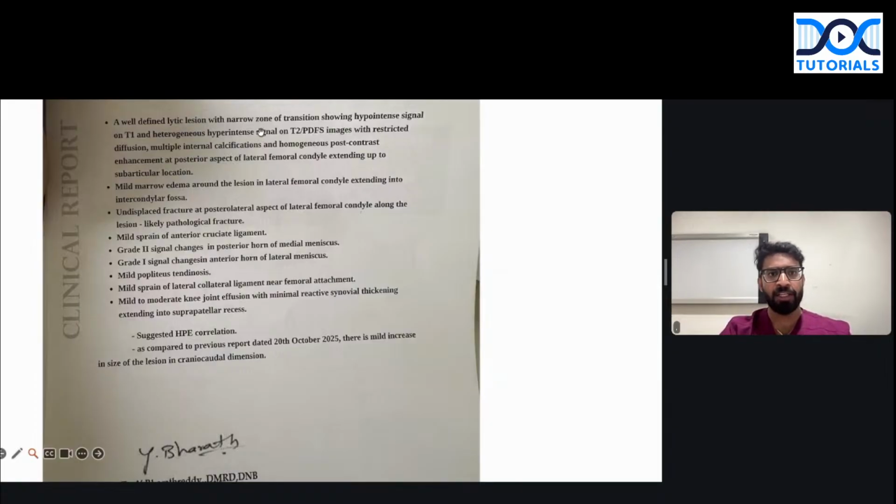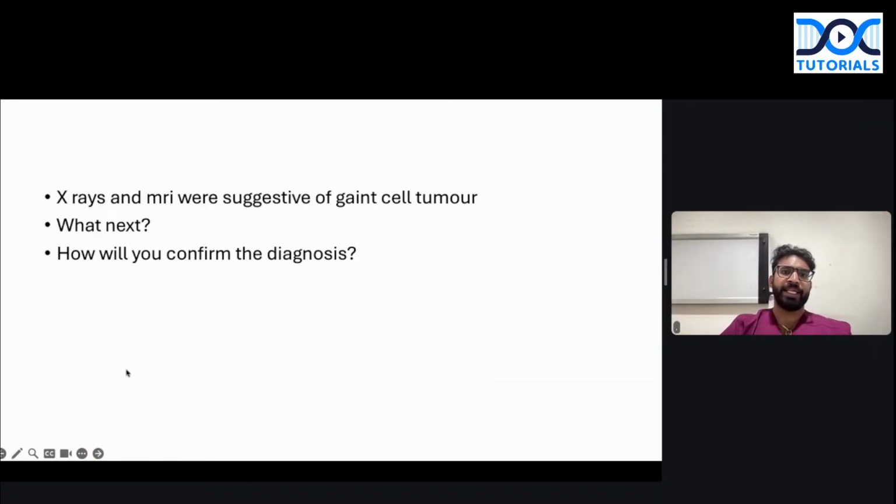So that is what they have said. It's a well-defined lytic lesion with a narrow zone of transition showing hypointense signal on T1 and heterogeneous hyperintense signal on T2 with restricted diffusion. So X-rays and MRI are suggestive of giant cell tumor. So what will you do next?